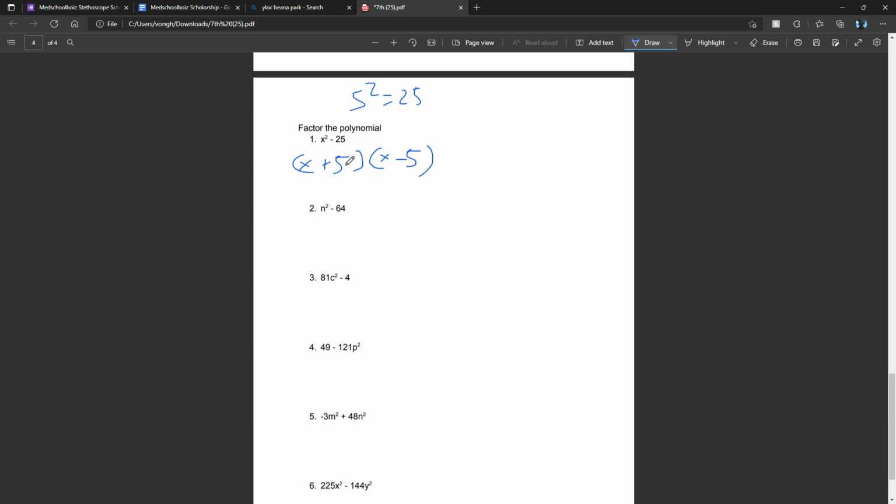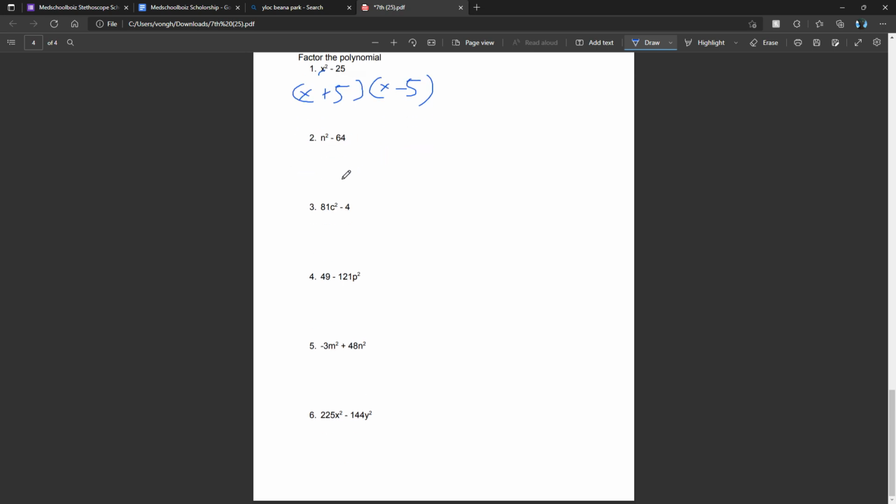You want to find the perfect square, write it here, and if it's a minus, then you write opposite signs, and then you just write the variable. Same thing for n squared minus 64: you have to find what 64 square rooted is, which is 8, so we write 8 here. Since it's a minus, you write opposite signs, and then you write the variable.